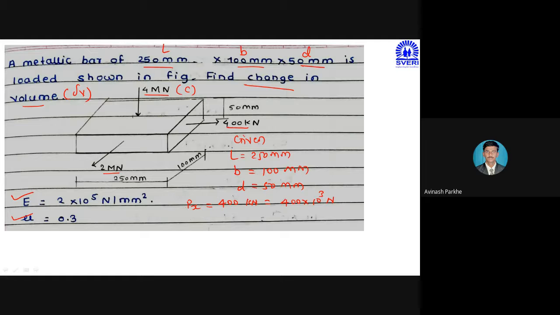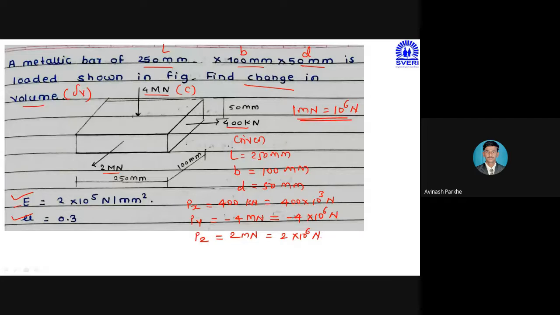Then Py is given as minus 4 meganewton. Here you write down the negative sign. We know that 1 meganewton is equal to 10 raised to 6 Newton, so take this term in your notebook at the top. Therefore, Py is minus 4 into 10 raised to 6 Newton. Similarly, Pz is 2 meganewton, and it is tensile, so 2 into 10 raised to 6 Newton.